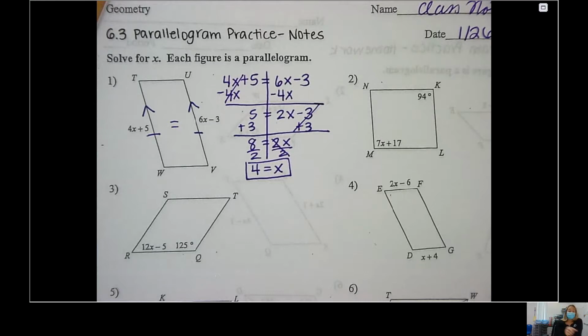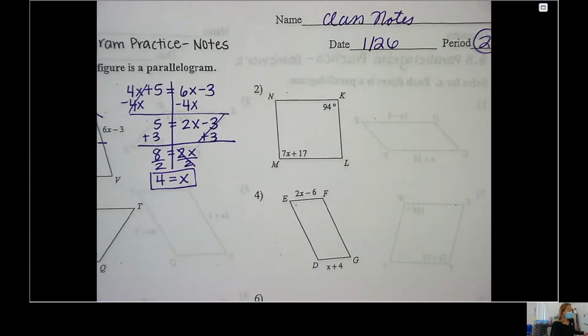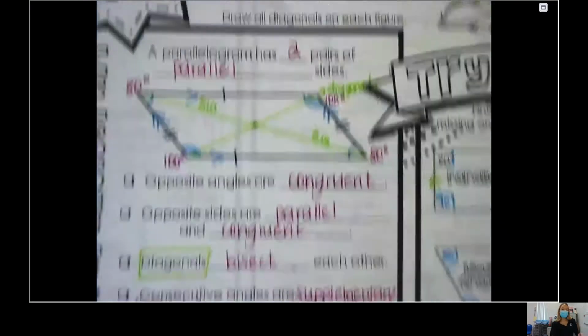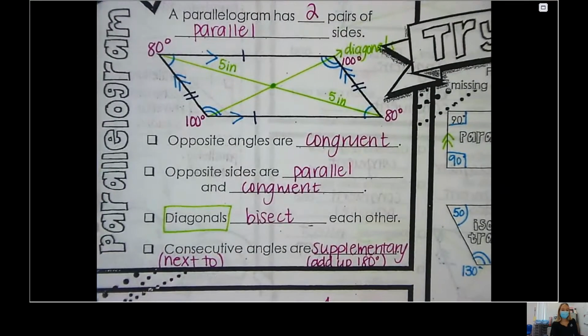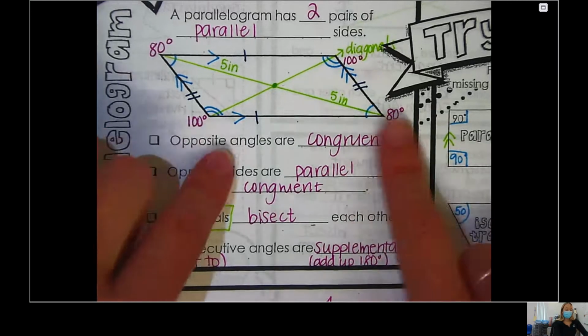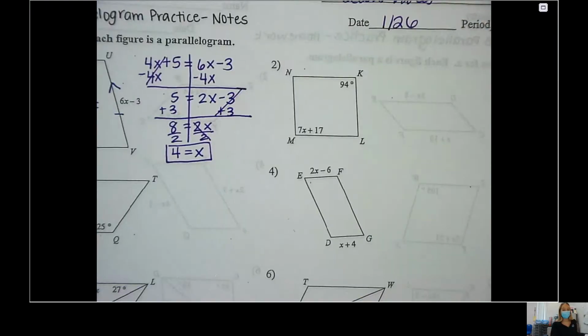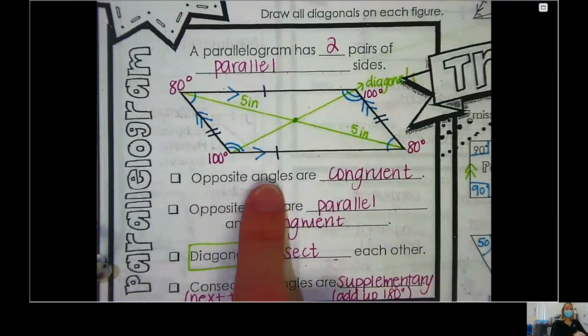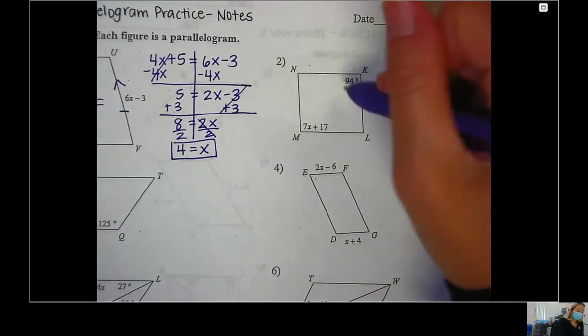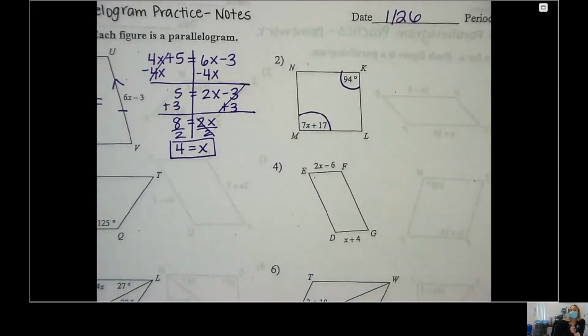This time it's got a degree symbol, so I'm talking about angles. Now, if you're looking at these angles, are they opposite angles or are they consecutive angles? So opposite angles across or consecutive angles right next to each other. What are they in this picture? They are opposite angles. So what do you know about opposite angles? They are congruent. So let's mark that in my picture. Arc mark, arc mark. These two are congruent.